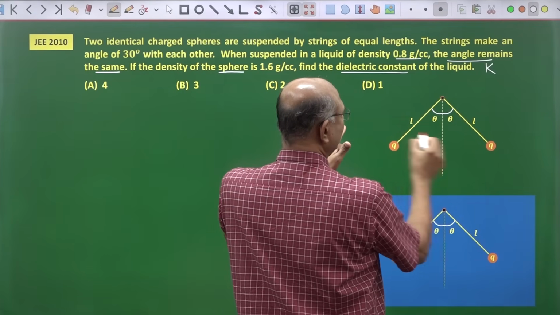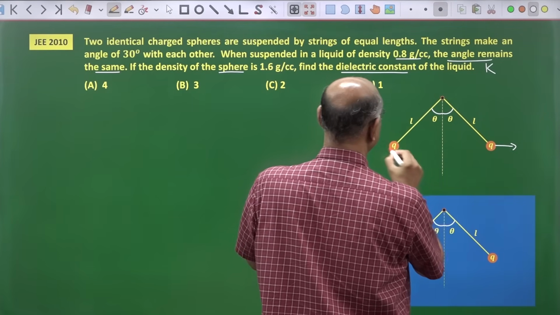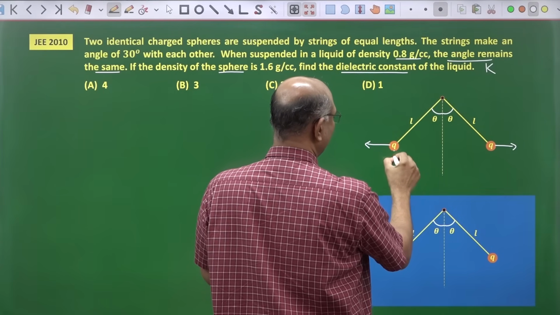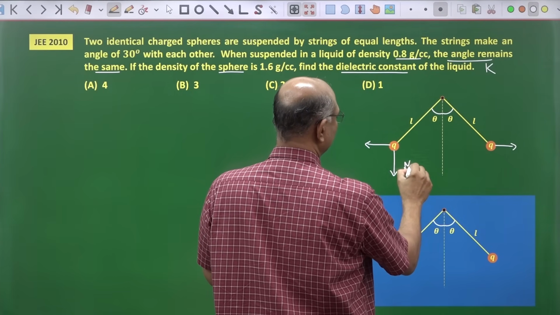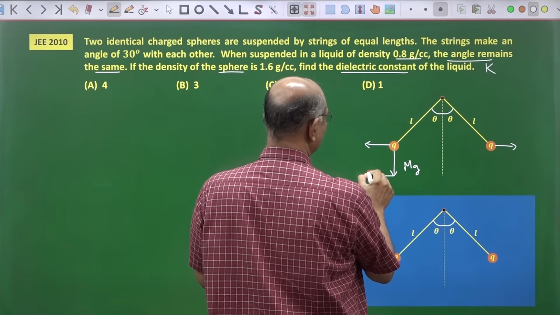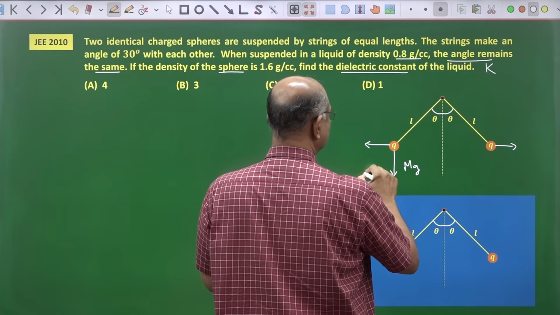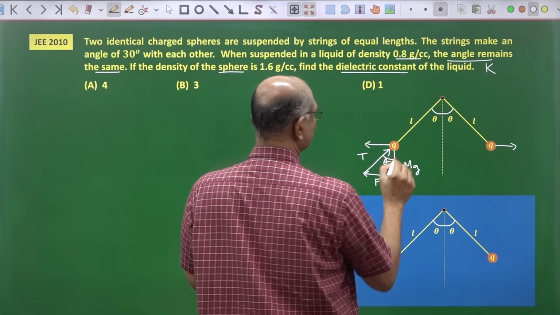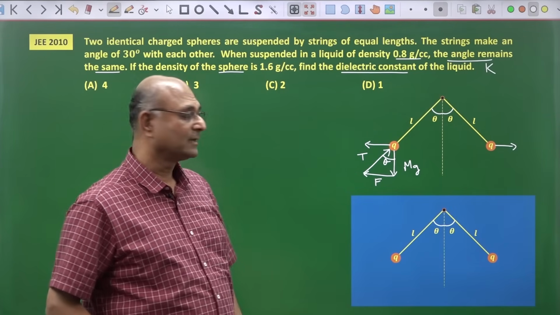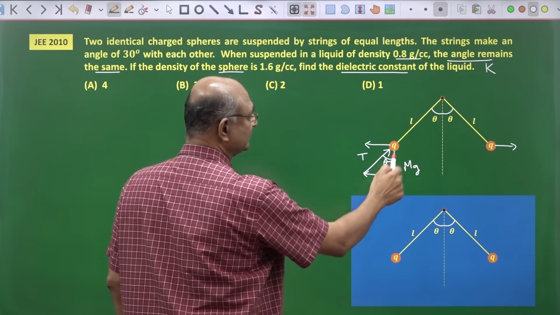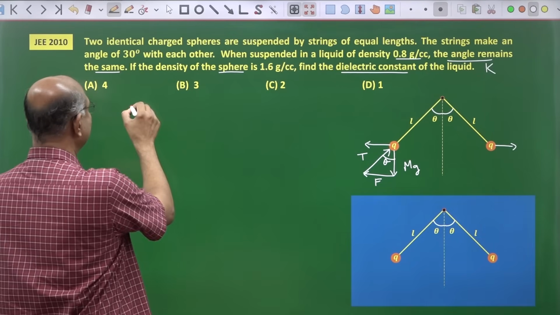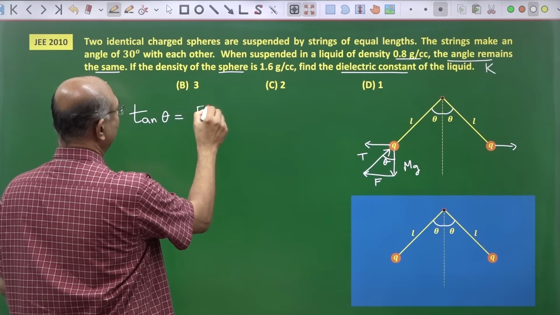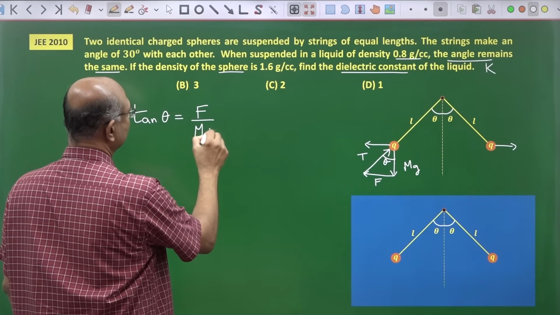You know that there is going to be a repulsion like that, repulsion like this here. And usually we say, okay, this is mg, this is that force F, and this is T. This angle is theta, 15 degrees. Tan theta is F by mg. So let me write that down. Tan theta is F by mg.